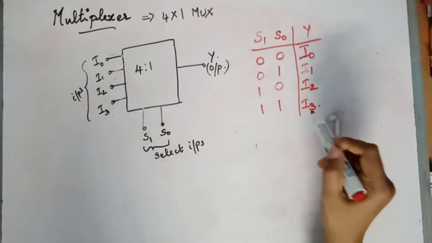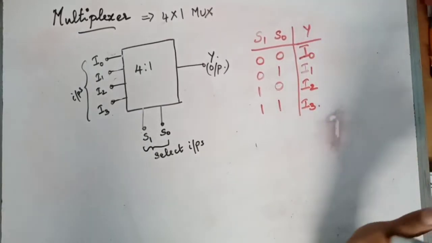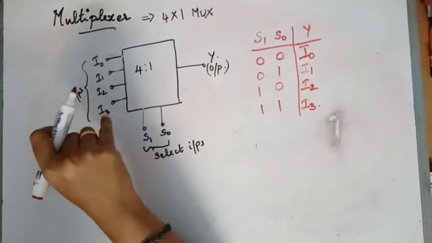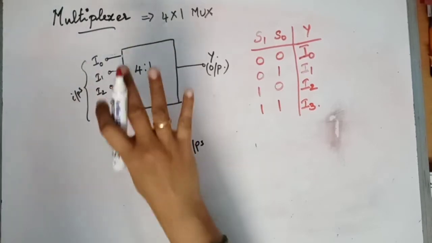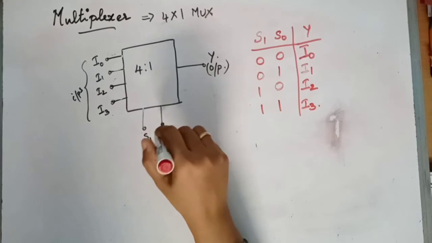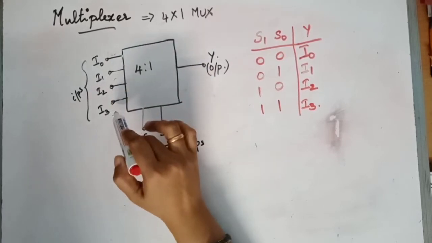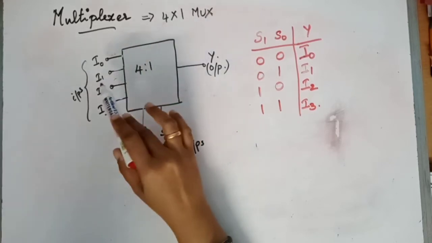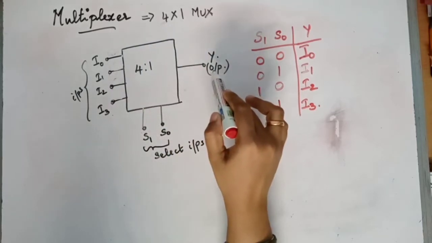So these I0, I1, I2, I3 can take any value 0 or 1, depending on which position my switch is in. So what the mux does is, depending on the value in S1 and S0, one of these input lines is selected, and the value in that input line is transferred to Y.